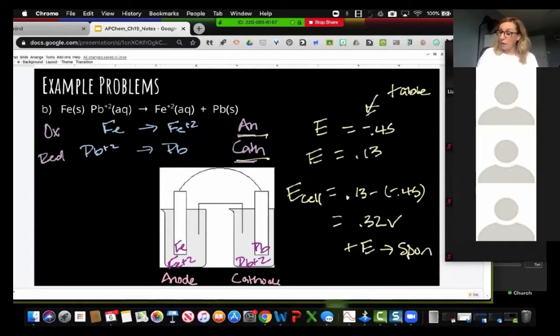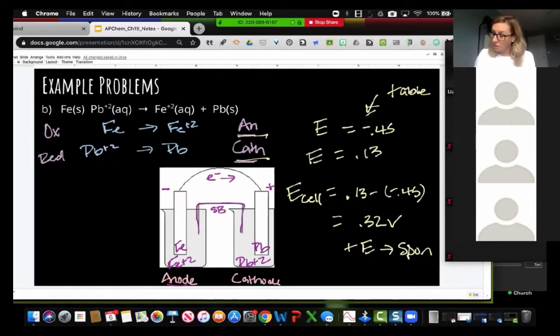It'll ask you to label the charges of the electrodes. The anode is always negative, the cathode's always positive. If you remember, a negative ion was an anion and a cation was positive. That tracks the same with this: anode is the negative one, the cathode is the positive one. The electrons move from anode to cathode, so it's going to ask you to show the electron movement. The electron goes this way. And then a lot of times it'll say label the salt bridge. So that's my salt bridge.